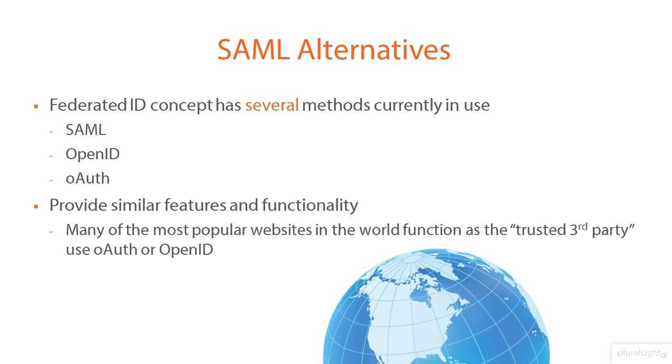However, many of the most popular websites that function as the trusted third party, quote unquote, use either OAuth or OpenID. So if you log into a website using your Facebook credentials or your Google ID or your Twitter account and so forth, they're using one of those two. Probably not SAML, but the concept's the same. So I just want to make sure you understand the concept and how it's passed from that trusted third party onto the site that you're actually accessing.